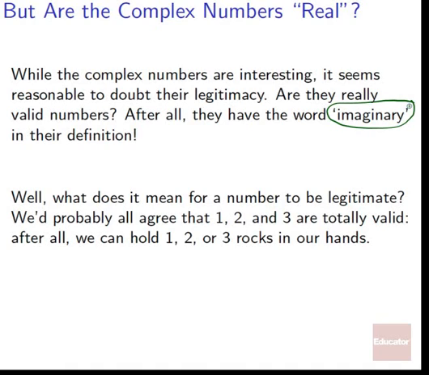So let's think about this. What does it mean for a number to be legitimate? What is this idea of a number being a legitimate number that is valid for science, valid for math? Now, we'd probably all agree, 1, 2, 3, these are totally valid. I mean, for goodness sake, you could pick up one rock, you could pick up two rocks, you could pick up three rocks, right? We could actually have these things in our hands and say, look, I've got that many objects. And we might not be able to pick up 5 billion rocks, but we can get this idea of, well, we could count that many rocks in front of us. So that seems pretty valid, right? These nice whole numbers, perfectly reasonable.